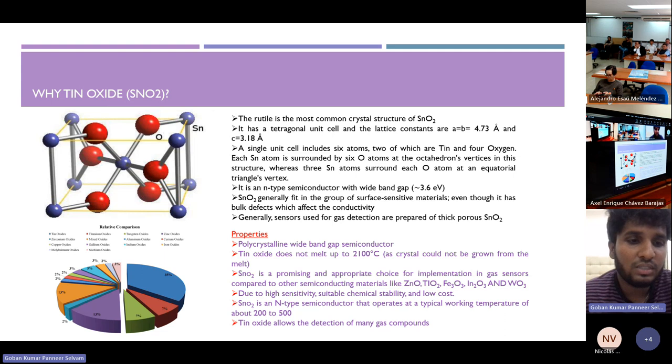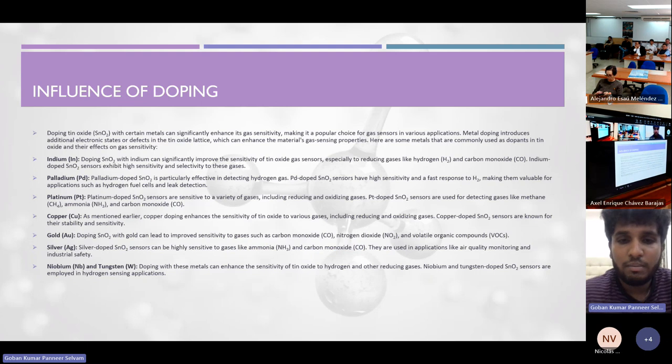The literature review shows that most gas sensing applications are successful with tin oxide, where the blue color area shows a high percentage of gas sensors prepared using tin oxide. Though many gas sensors are prepared with tin oxide, there is a low sensing response and low selectivity. To improve this, we are using the influence of doping.